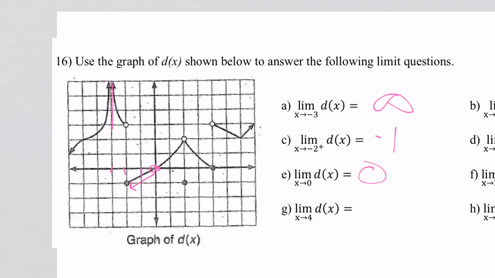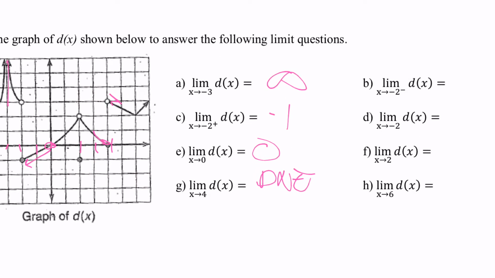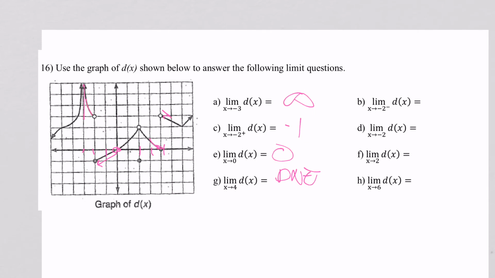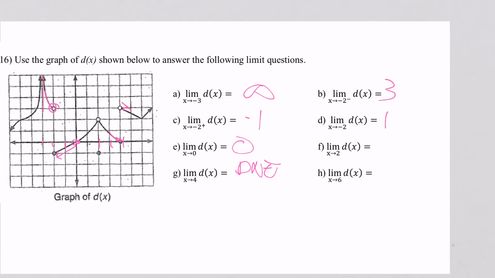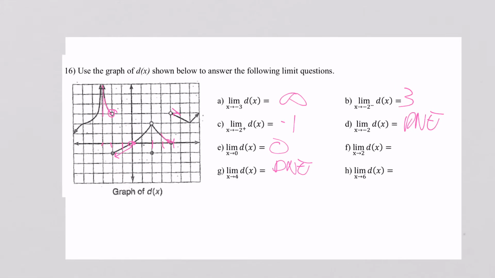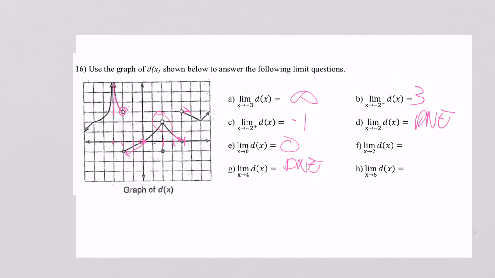As x approaches 4: 1, 2, 3, 4. It's different from the left to the right, so it does not exist. Negative 2 from the left is going up there to that hole, which is at 3. Negative 2, different from the right and left, so it does not exist. As x approaches 2, we're going up to that hole, which is at 2, and as x approaches 6, we're going to that spot right there, which is also at 2.